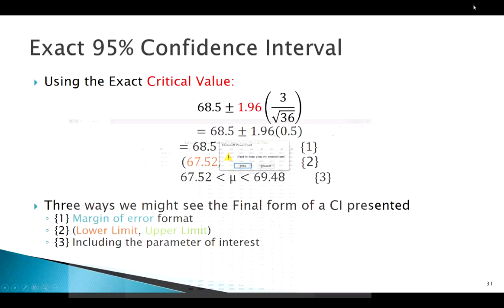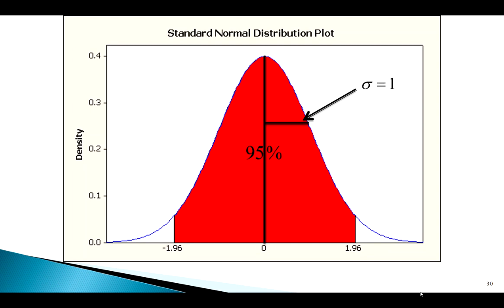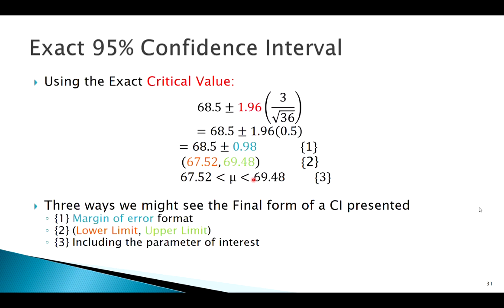So that is how we find this exact value of 1.96, right? Rather than just using an approximate one of 2. Alright, so think about what we just did. That number, 1.96, corresponded to 95%, right?